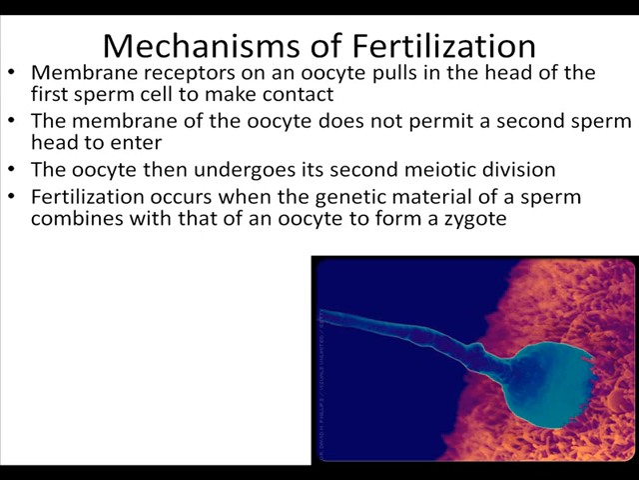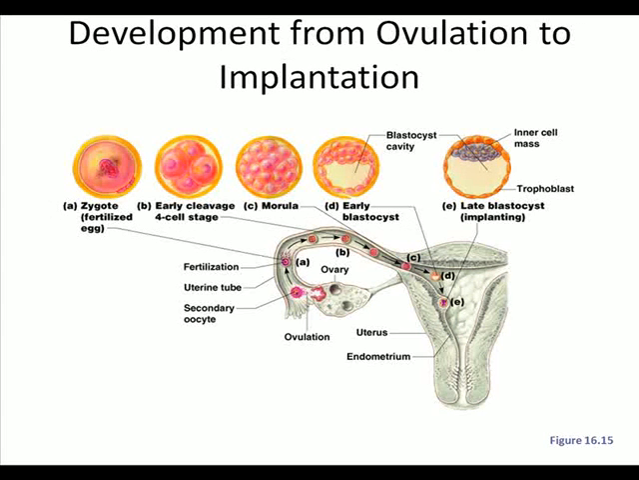The oocyte, then, remember, it hasn't finished its second meiotic division, so it divides so that just one copy of every chromosome is left, and fertilization really completes when the genetic material of the sperm combines with the genetic material of the oocyte to form the fertilized egg, which is called a zygote. So that fertilized egg is now in the fallopian tube.